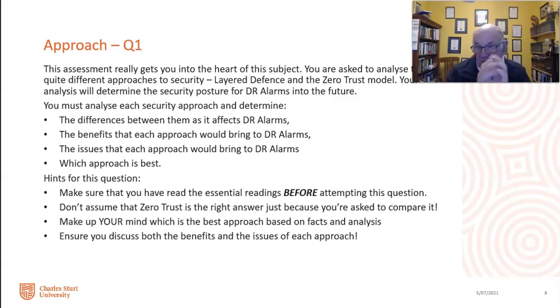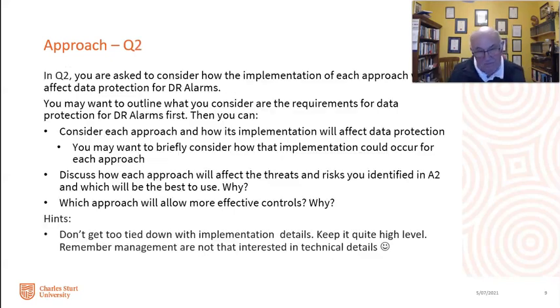So some hints for this particular question: make sure you read the essential readings before you attempt this question. It's kind of critical. Secondly, don't assume that zero trust is the right answer just because you're asked to compare it. That's not necessarily the case. So you have to make up your own mind here. Make up your own mind which is the best approach, but base it on facts, analysis, and logical thinking. Okay, and ensure that you discuss the benefits and issues of both approaches, not just one. Right? You need to do it for both.